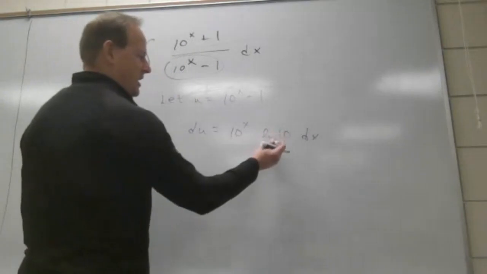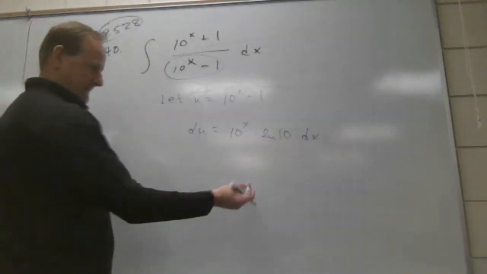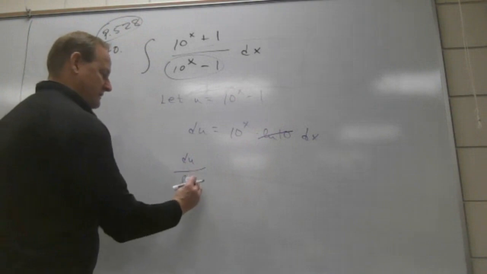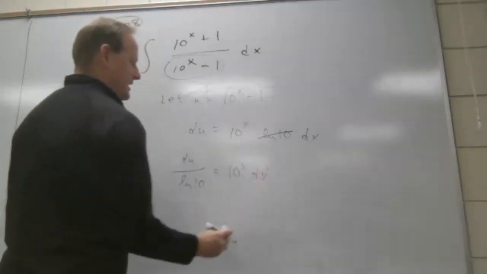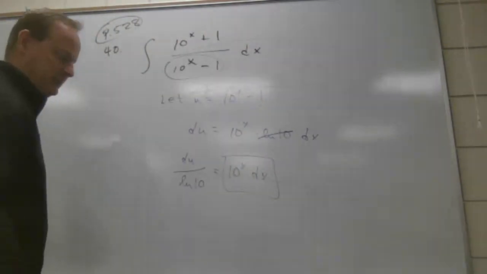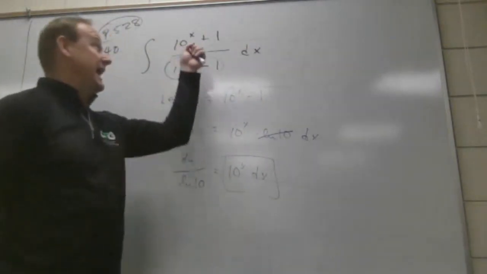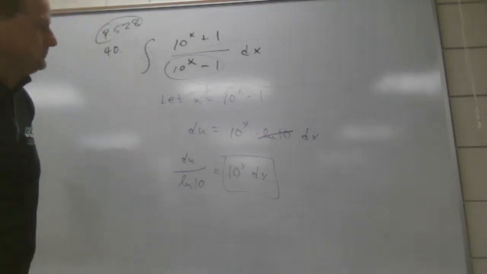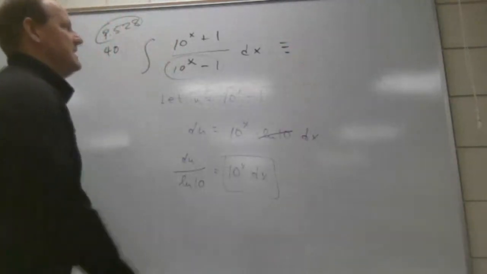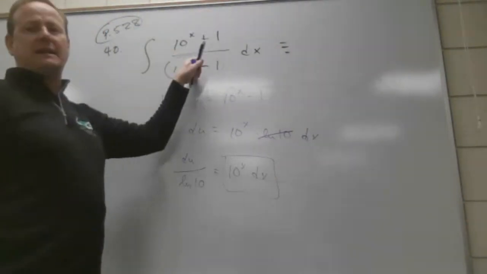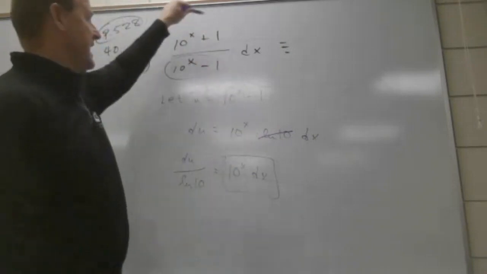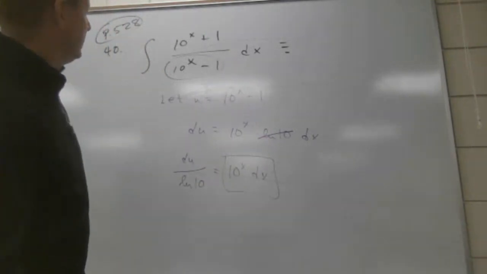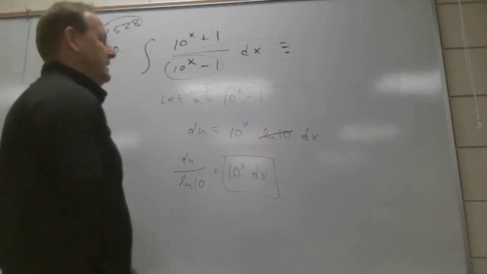So, natural log of 10 is just a constant, right? So I could get rid of that and say that du over the natural log of 10 equals 10 to the x dx. Now the question is, do I have 10 to the x dx on top? I have one, but then I have a plus 1 there. So does anybody know a basic math trick that I could maybe do? If I got a plus b all over a denominator, so let's call that denominator c, so this is a plus b all over c, couldn't I rewrite it as a over c plus b over c? Yeah, I think that might work.